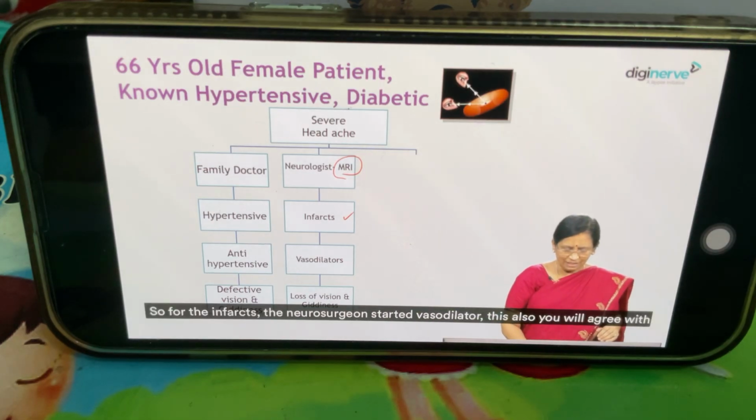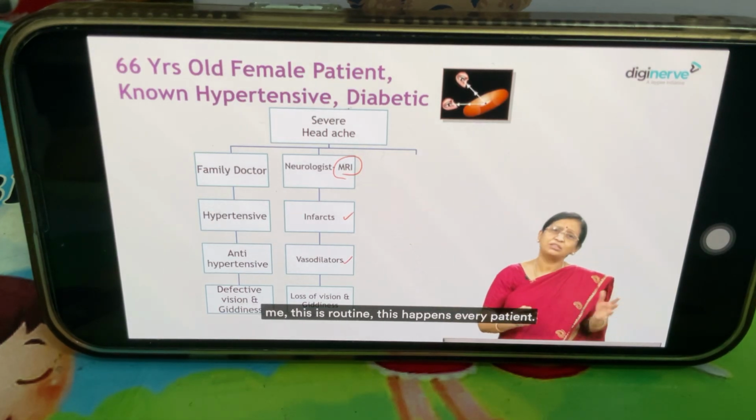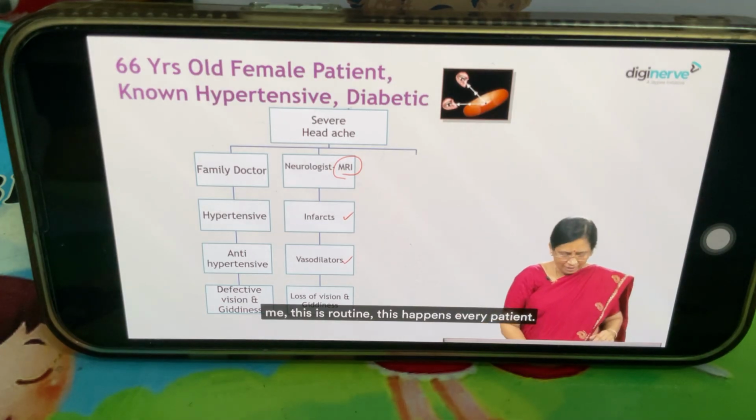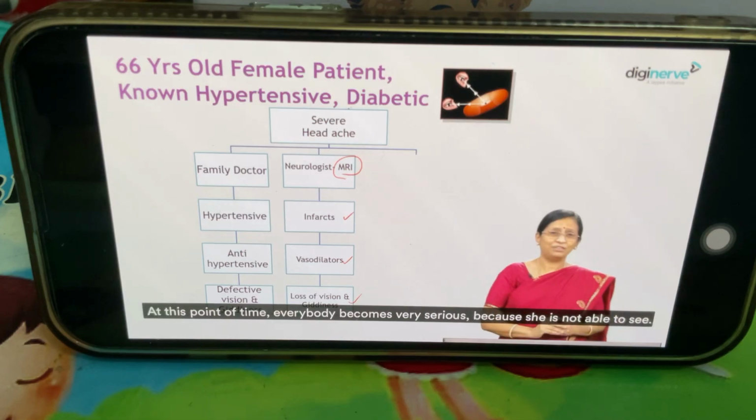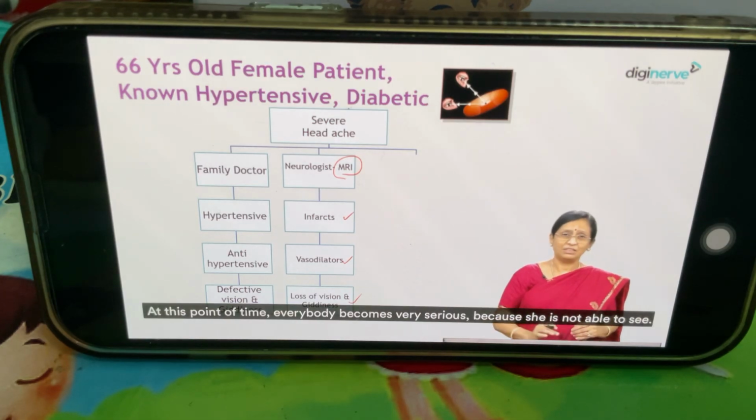So for the infarcts, the neurosurgeon started a vasodilator. This also you will agree with me. This is routine. This happens in every patient. And she comes home and she says, loss of vision and giddiness, I'm not able to see anything. At this point of time, everybody becomes very serious because she's not able to see. Now what will we do?